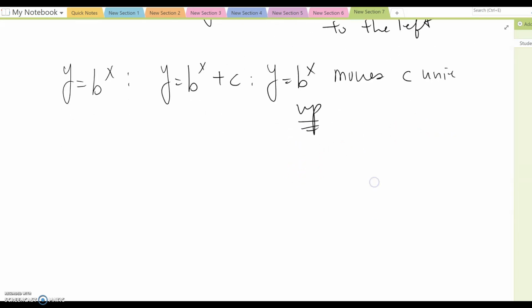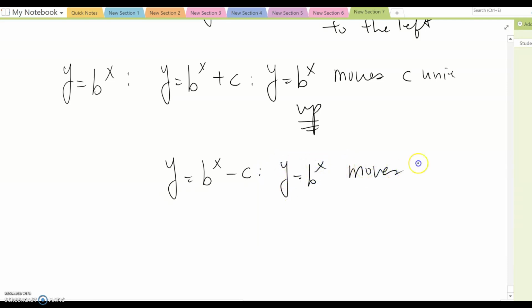And then now y equal to b to the x minus c, then y equal to b to the x moves down c units. We can summarize this way. Okay?